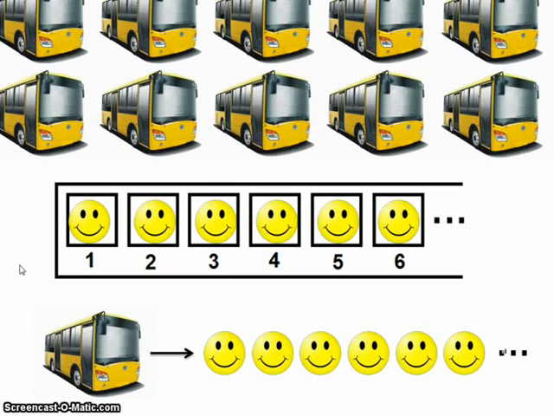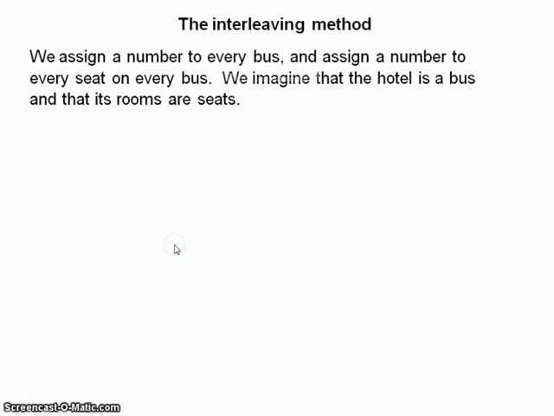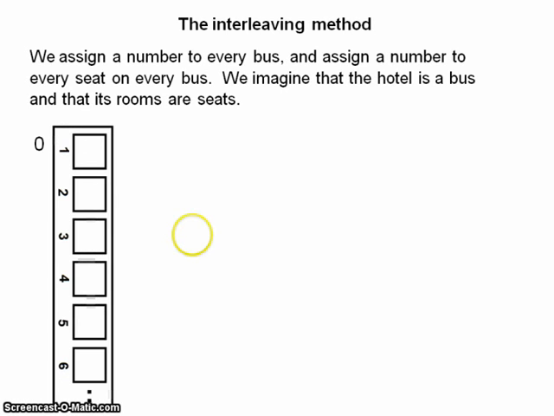Well, as a matter of fact, there are actually various different ways of dealing with this problem, but I think the easiest to understand is one that's called the interleaving method. Here's what we do. We assign a number to every bus, and we assign a number to every seat on every bus. We just imagine that the hotel is bus 0. So here's our hotel. We just imagine the hotel is another bus, like any other bus, and that its rooms are seats. And this is our hotel, which we've numbered 0, and we've numbered the rooms in the hotel as they were numbered before. And then we have all the other buses.